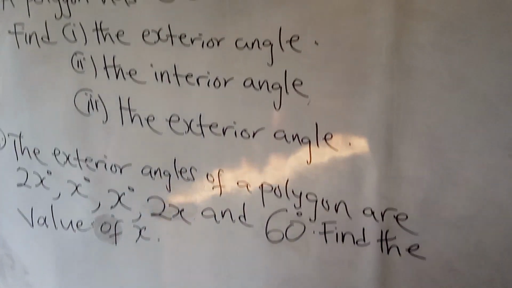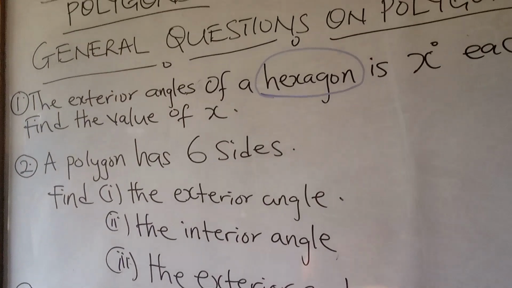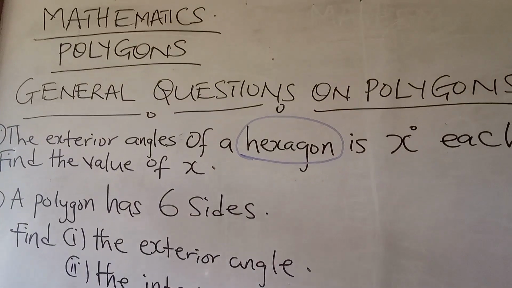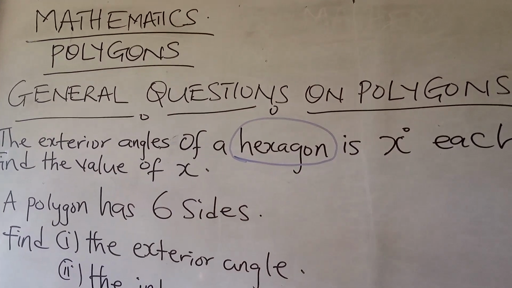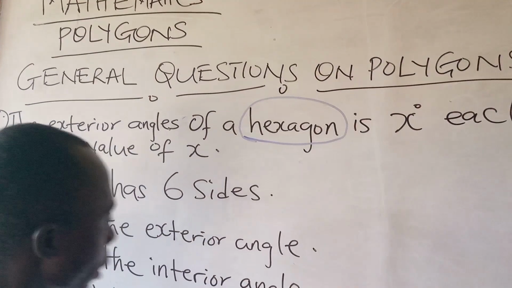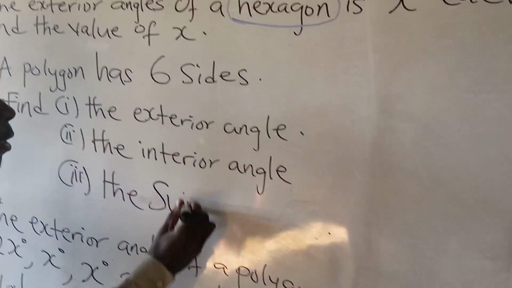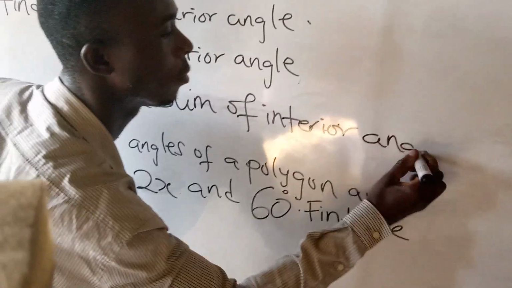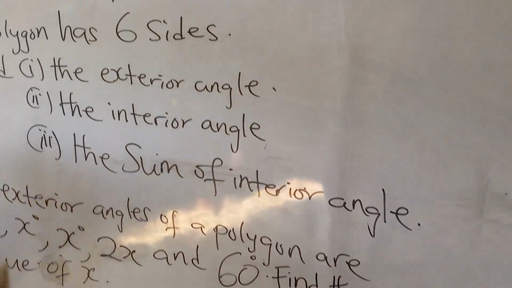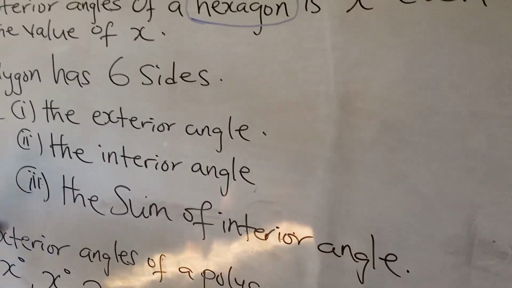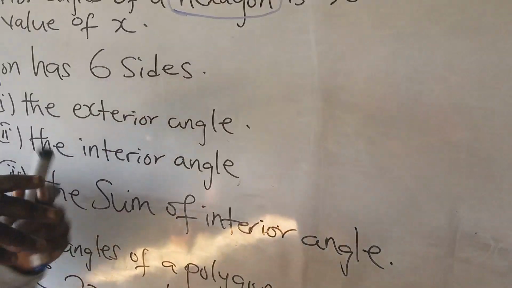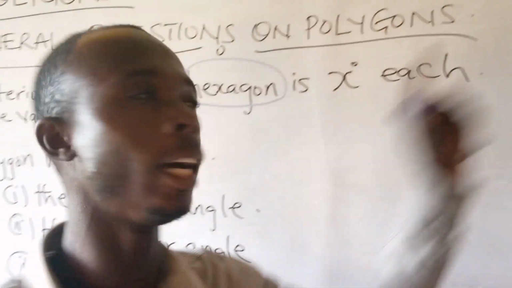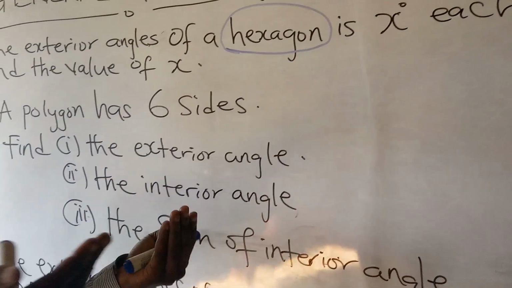A polygon has 6 sides. Find one, the exterior angle, two, the interior angle, and the third one, the sum of interior angles. I will use two main approaches in solving this question. One is the formula approach, and the other one is the application approach. Now, let me start with the formula approach.